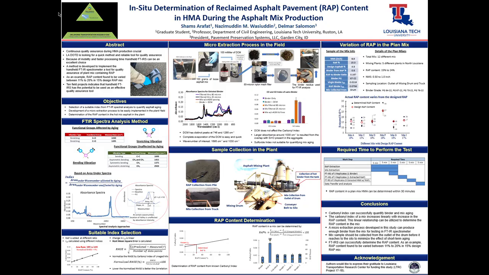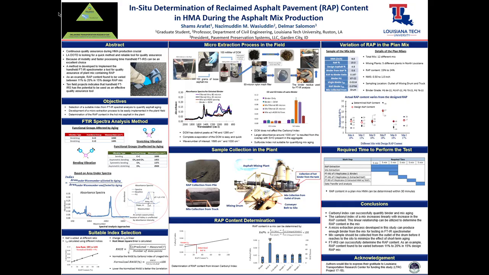From previous studies, we know the carbonyl functional group can accurately determine the aging of the binder and the mix. So we use the carbonyl index in this study, but we calculate the carbonyl index in 8 different methods, and finally we concluded that the area ratio of the carbonyl functional group over the wave number at 1456 can accurately predict the increase in carbonyl index with the increase in RAP content.